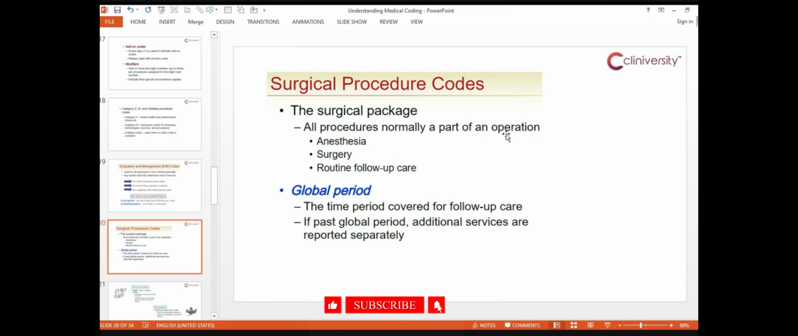Global period is the time period covered for the follow-up care of the patient. If it is past the global period, additional services are reported separately, and yes, these services will also be required to be paid, right? So payment is required for these services. That is why these will be additionally coded.